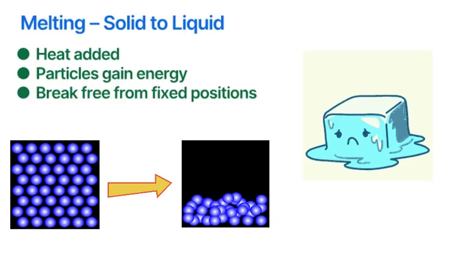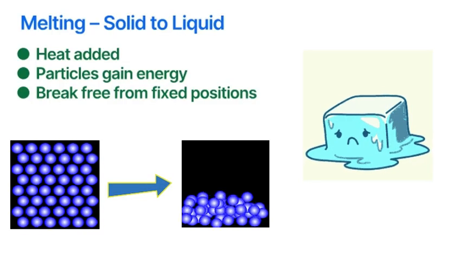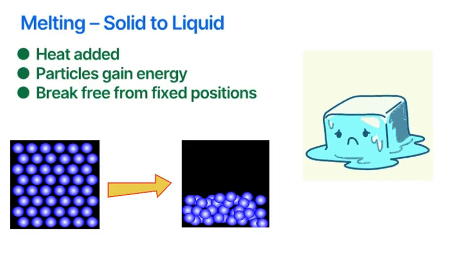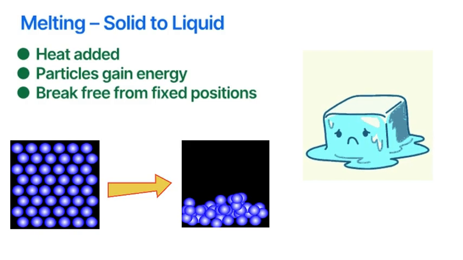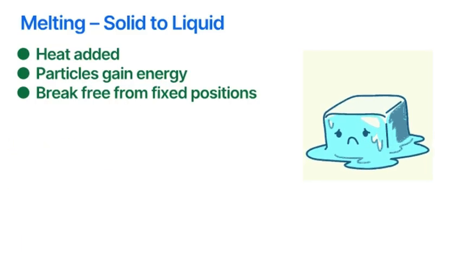As heat is added, particles in the solid absorb energy and begin to vibrate faster. Eventually, the energy becomes enough to overcome the strong forces holding the particles in place. The particles break free from their fixed positions and begin to move around each other. This marks the transition into the liquid state.